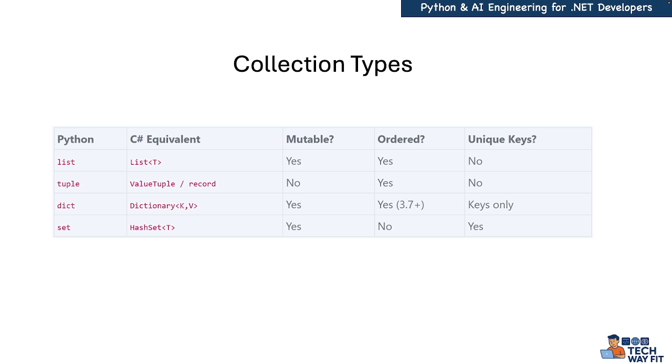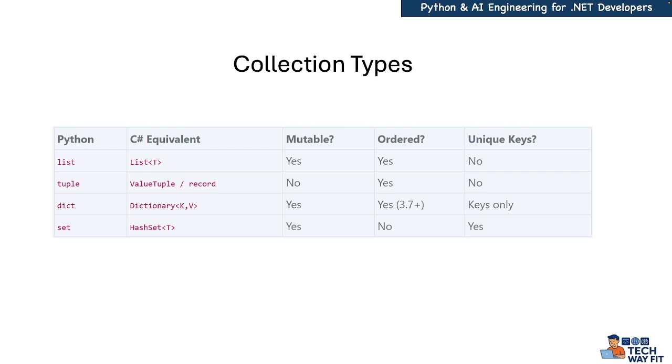In the collection types in Python, we see there are four different types, and I've put the analogous C# equivalent here as well. The first one is a list, which is a collection of items. You can add and remove data from it, so it is mutable. It is an ordered list, meaning when you query the data from a list, it goes in first-in, first-out order, and it's not unique. That means we can have duplicate data within a list.